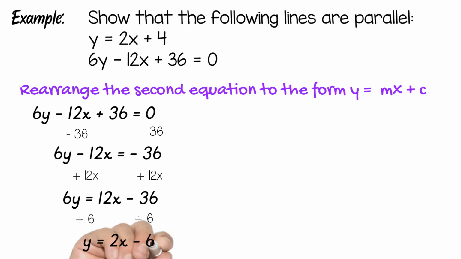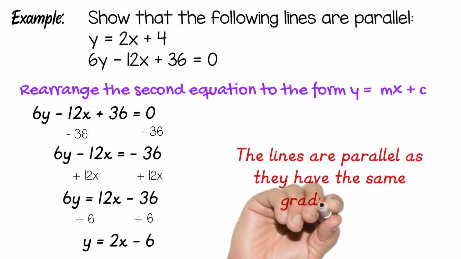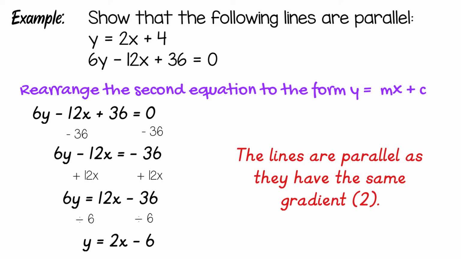So you get an equation of y = 2x - 6. And then if you compare the gradients, both gradients are 2. Therefore, these two lines are parallel.